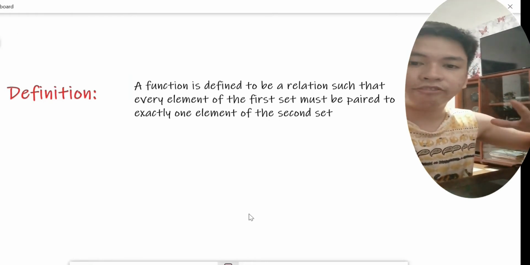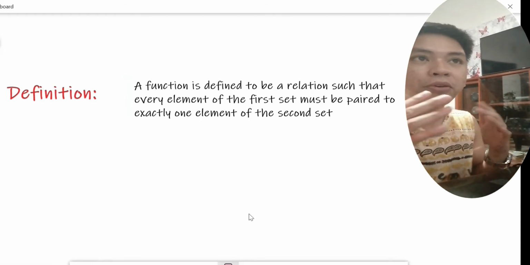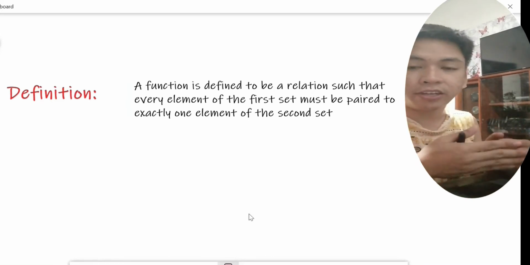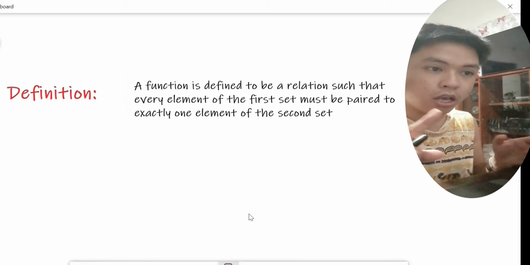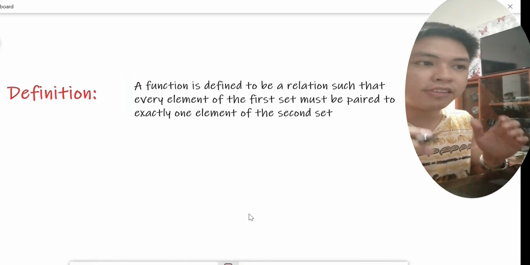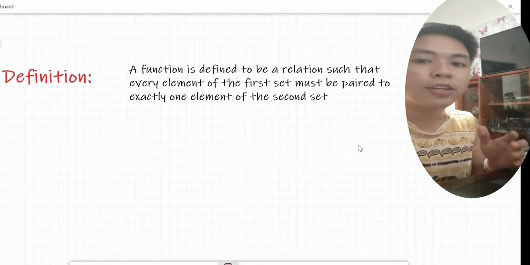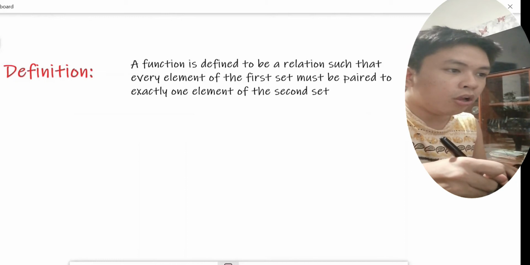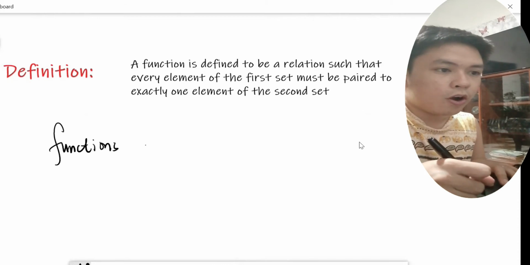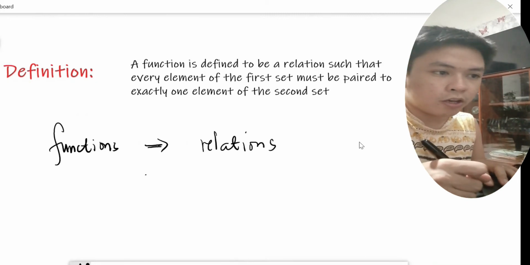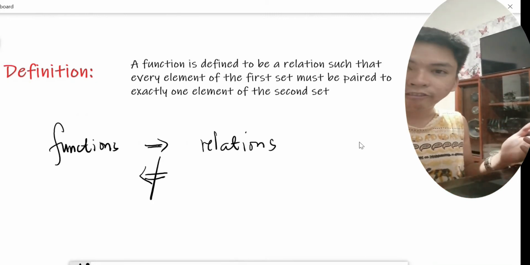Okay, so another definition here is for a function. A function is defined to be a relation such that every element of the first set must be paired to exactly one element of the second set. So that is a function, meaning a function is a special type of relation. One remark would tell us that all functions are relations, but not all relations are functions.